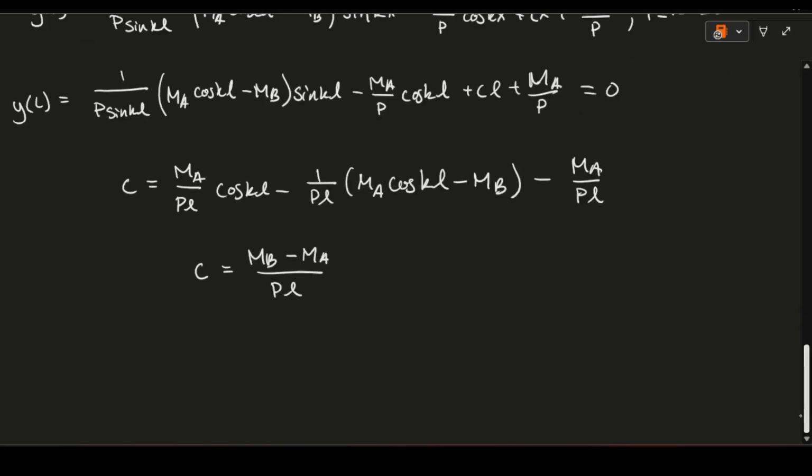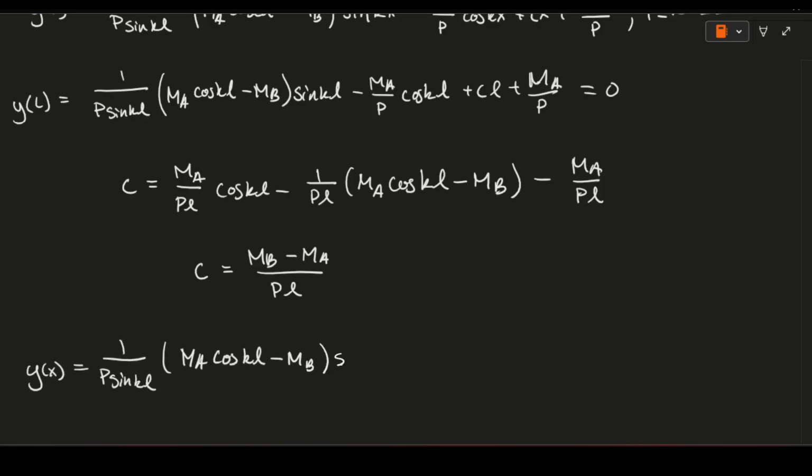Inserting all the constants into y of x, we get that y of x is equal to 1 over P sine kL times MA cosine kL minus MB, all times sine kx, minus MA over P cosine kx plus MB minus MA all over PL times x plus MA over P.